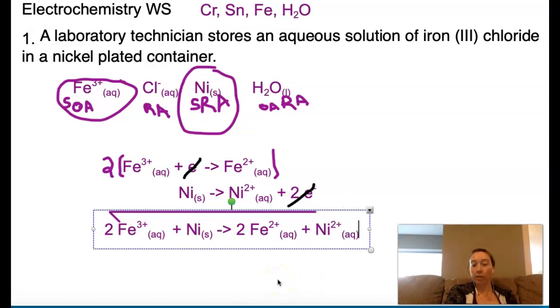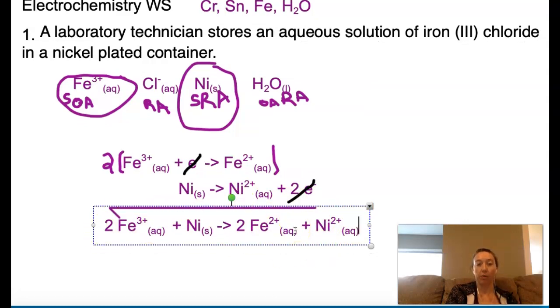Right, so when we check this, it should balance. We have 2 irons and 2 irons, 1 nickel and 1 nickel. We also want to make sure that our charges balance. So we have 2 times 3 positives, so we have 6 positives from the iron, 0 from the nickel. So on the reactant side, we have 6 positives. We look at the product side, I have 2 times 2, so I have 4 positives from the iron plus 2 more from the nickel. So that also gets me to 6. So I have 6 and 6, so my charges are also balanced.